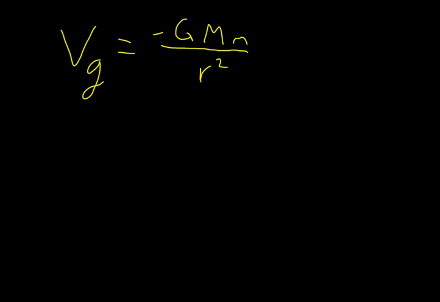So for gravity, V sub g is the gravitational potential energy, negative G times the two masses, divided by r. This is a scalar, right? No vector. Sorry, not r squared. My bad. And I think I made that mistake in the other video too. It's not r squared. It's just r.